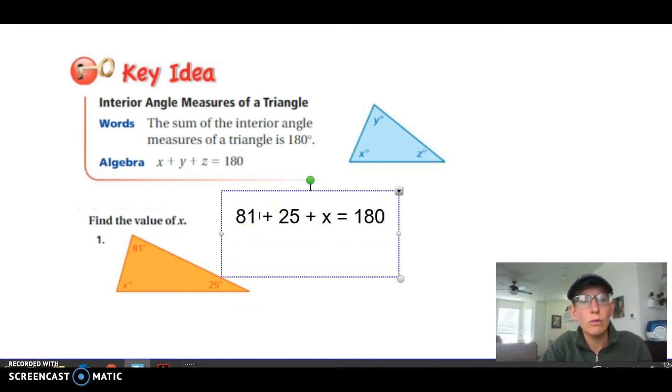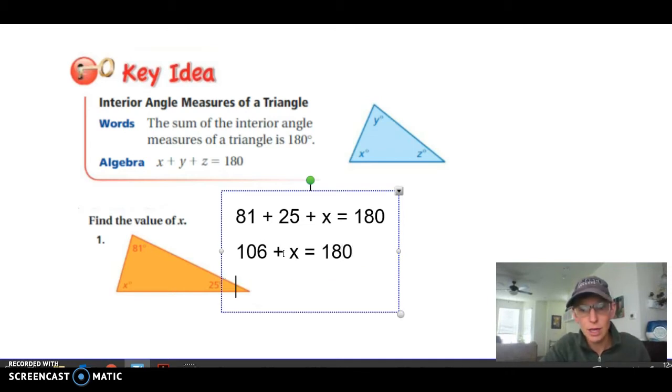So, first step is add together the constants. We have 81 plus 25. We're going to add that together and get 106. Feel free to always put those in your calculator, do it in your head, or do it on a piece of paper. Whatever makes you feel comfortable. And then add that X, and those together are going to be 180 degrees. Let's solve for X now.